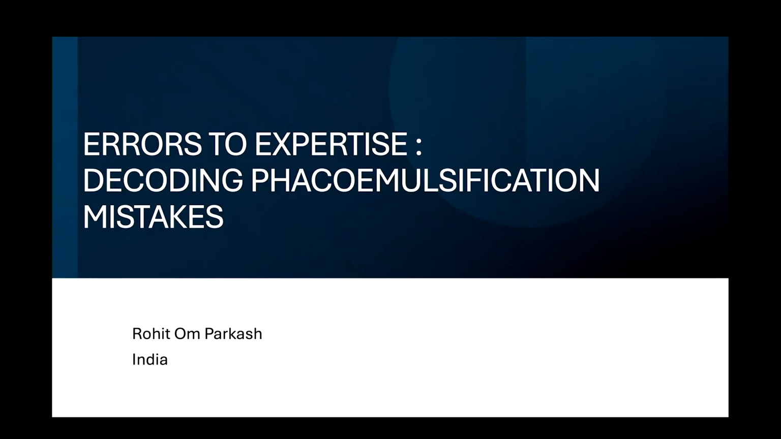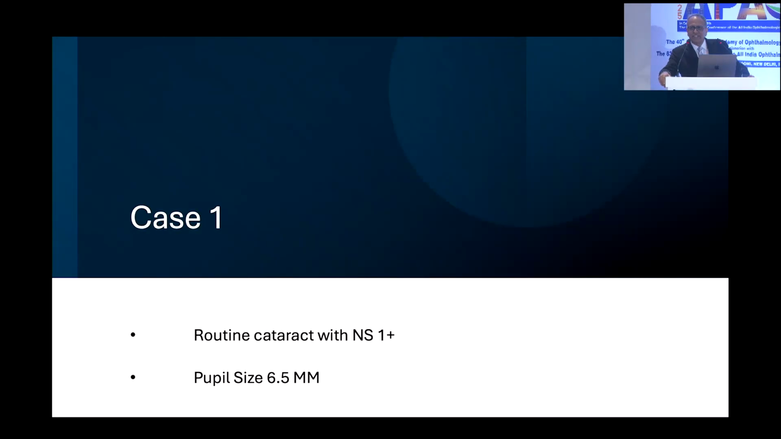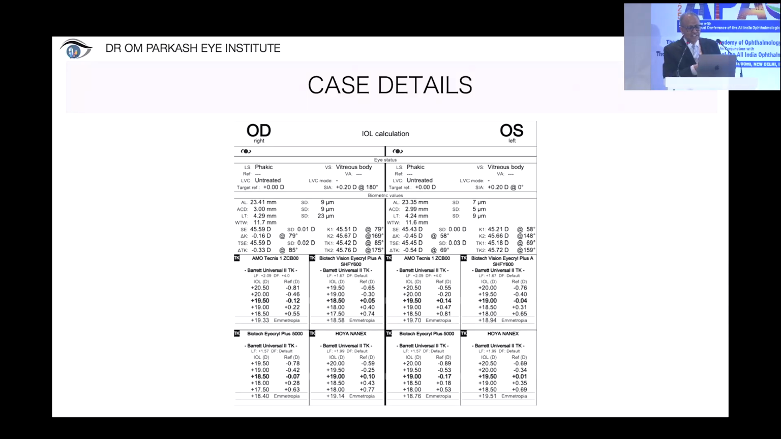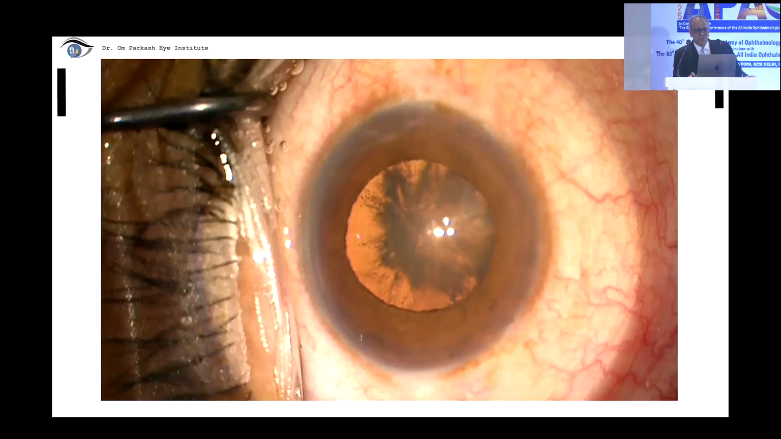So we move on to Dr. Rohit Om Prakash. He would be talking on RCA, root cause analysis of mistakes during phacoemulsification. Thank you, Dr. Tushe. So this is the case 1, which is a routine cataract, and the patient has nucleus sclerosis grade 1. The pupil size is 6.5. The biometry shows that there's no extreme length of the eye in any case.